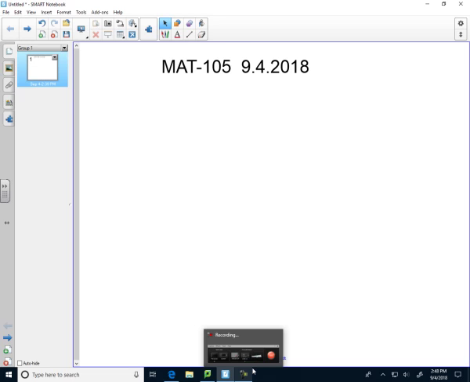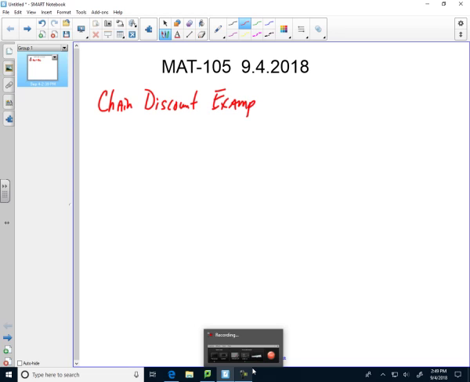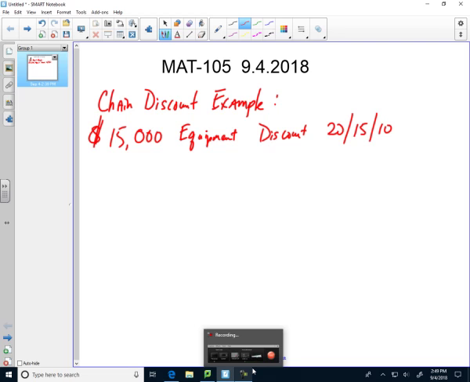So this is going to be a chain discount example. So we're going to buy $15,000 worth of equipment. And our discount is 20/15/10, isn't it? So here's what we're going to do.